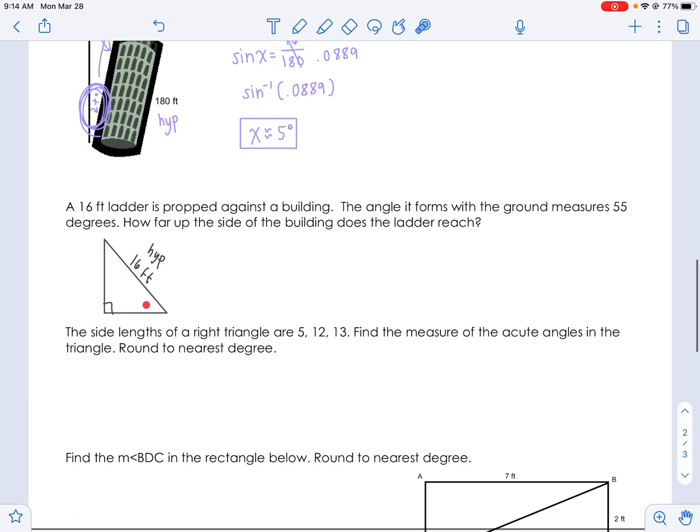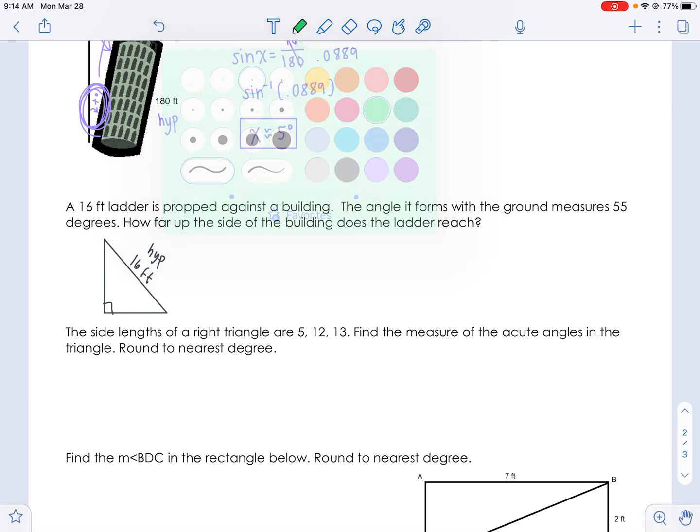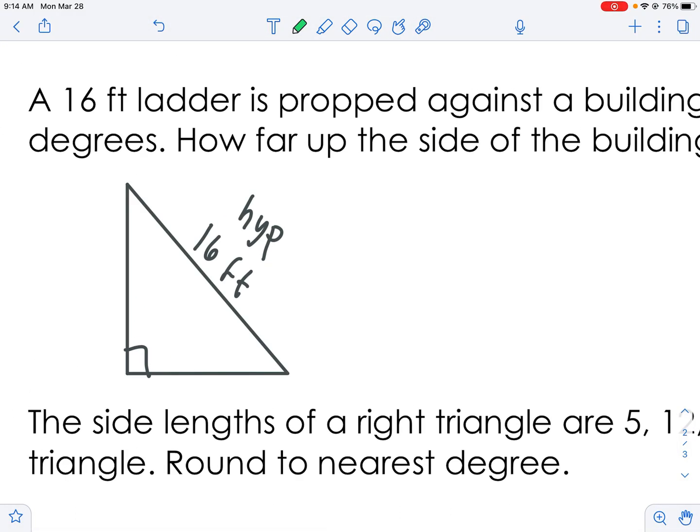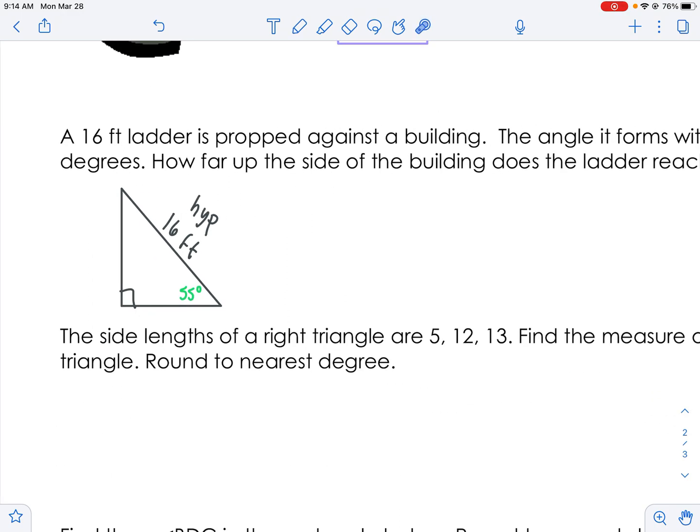And I also know that the angle it forms with the ground measures 55 degrees. So I know the hypotenuse is 16 feet. I know the angle with the ground is 55 degrees. How far up the side of the building does the ladder go? So there's your x.